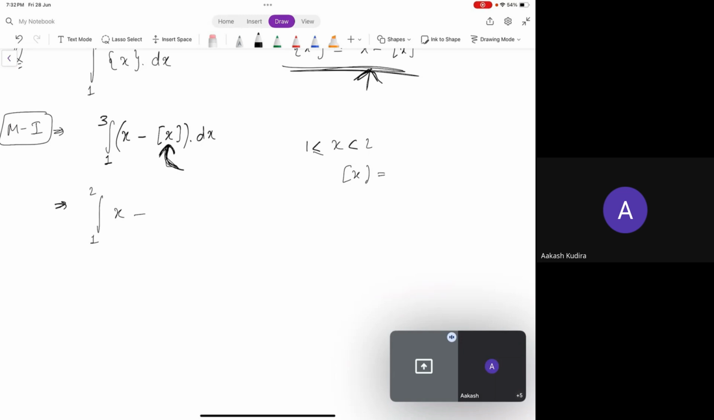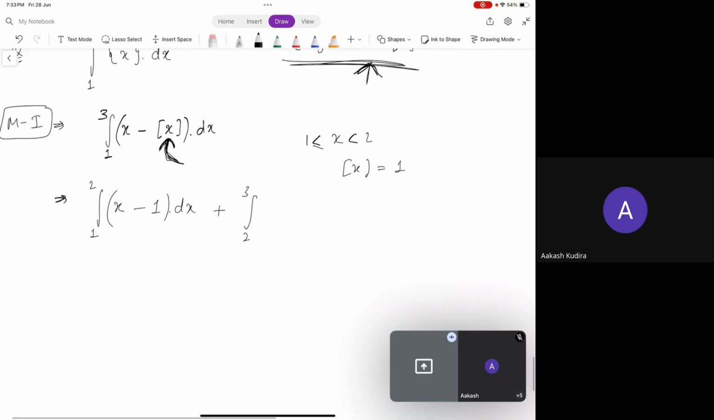So all of you please revise the chapter. If you don't know, please revise this function chapter. So if x is from 1 to 2, then [x] equals 1, dx. Then plus the integral from 2 to 3, because the limits are from 1 to 3, that's why I have to split into 2 parts to solve this [x]. I go only up to 3, because the maximum limit is 3. So 1 to 2, 2 to 3.